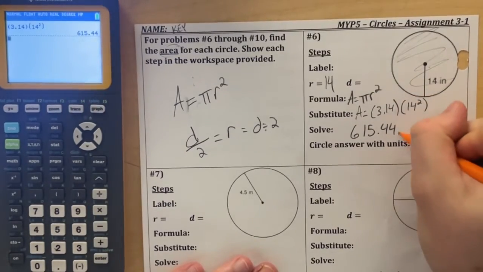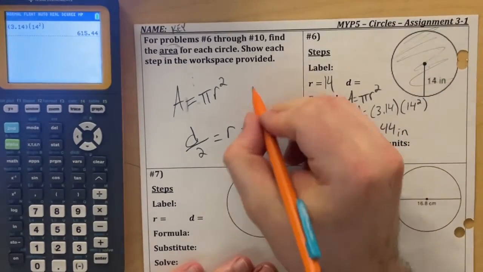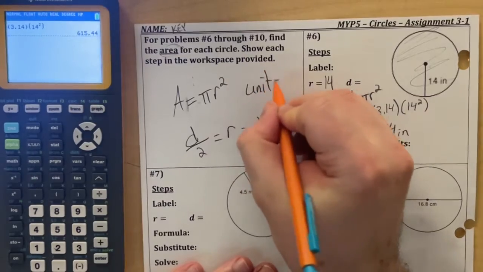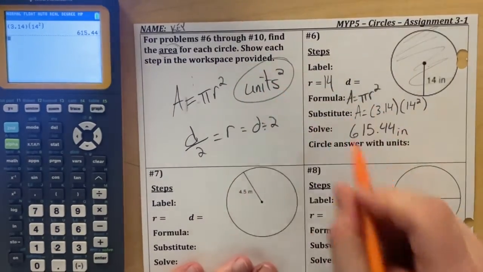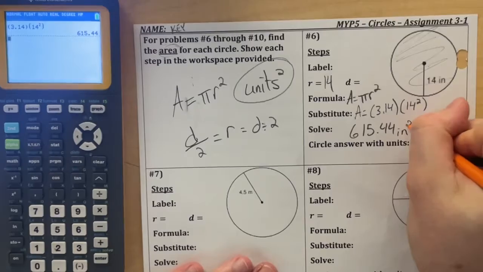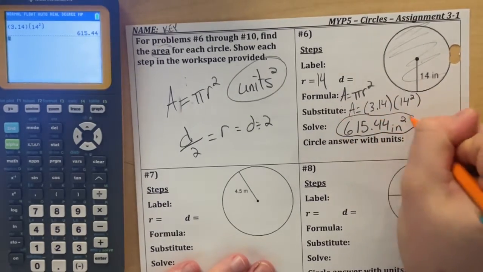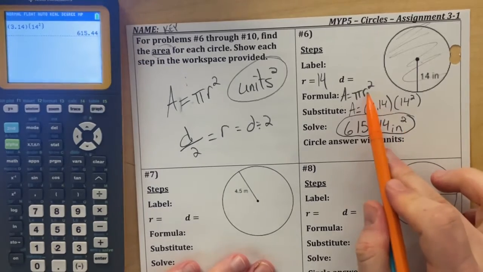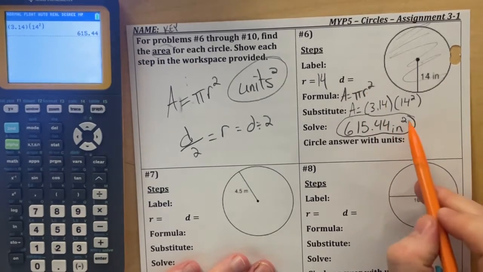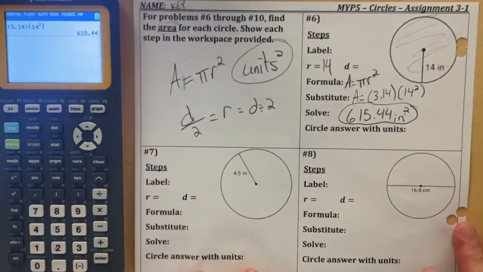Make sure I circle my answer with the units. Also, we're saying area is going to be units to the second power. So when we circle our answer, make sure it's units to the second power. Again, a way to remember that is we had a dimension, radius, to the second power, so that means our answer has to be to the second power.